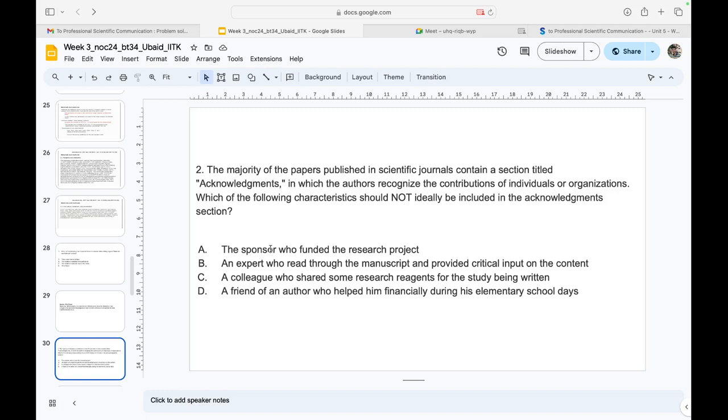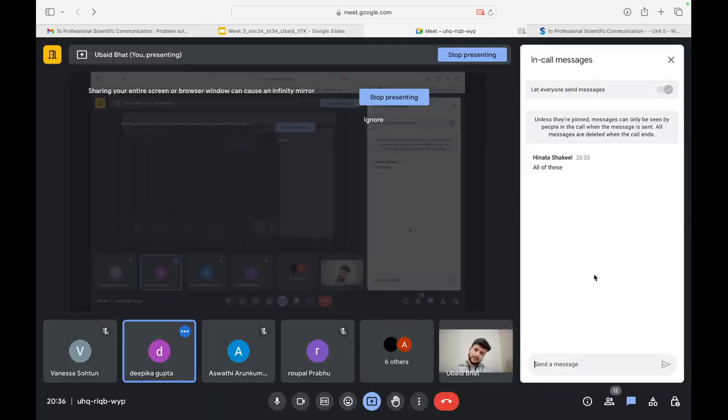Well, the first one is the sponsor who funded the research project; an expert who read through the manuscript and provided critical inputs on the content; a colleague who shared some research reagents for the study being written; and an author who helped him financially during his elementary school days. D, sir, D is the answer. What about others? Yes, why do you think so?